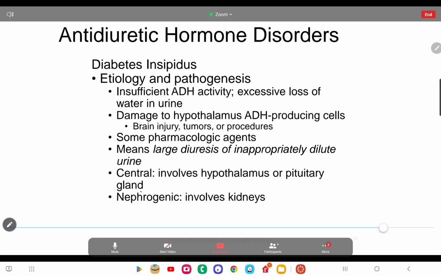Diabetes insipidus. Remember, diabetes insipidus is a problem with the ADH, antidiuretic hormone. In diabetes insipidus, the ADH is not working. You either are not secreting ADH or the ADH is not working. So what's going to happen in those patients? They are going to produce a lot of urine. Okay? You see, it could be central, you don't produce ADH, or nephrogenic, the ADH is not working in the kidneys. Okay?